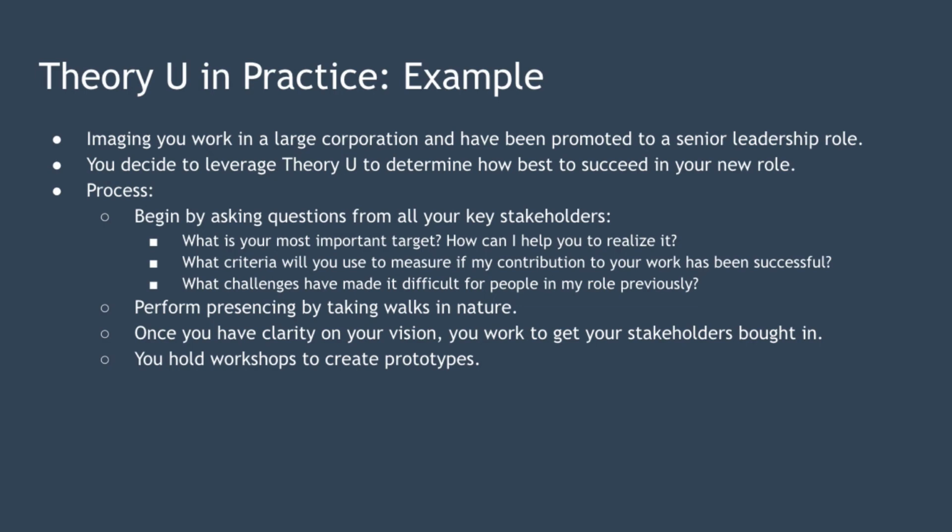And you might decide to perform your presencing by taking walks in nature while contemplating where you should be trying to get to. And once you've gained clarity on your vision, the next step is to work to get stakeholders bought into it, and not necessarily on your side, but bought into the vision. So finally, once a core group of key people have bought into the vision, you move quickly to holding workshops so crude but working prototypes can be iterated through. These sessions serve to get everyone moving in the same direction and deepen your relationship with your key stakeholders.